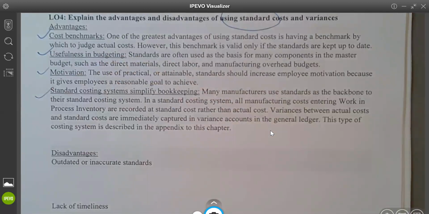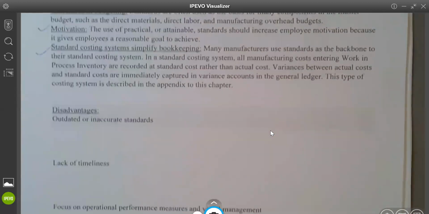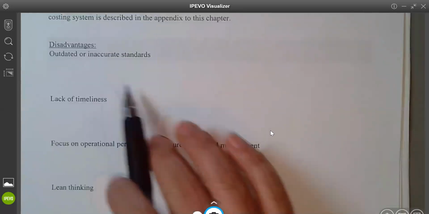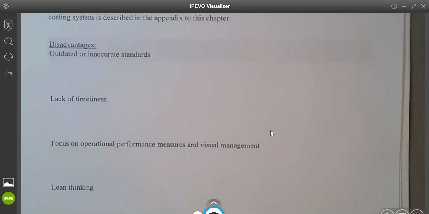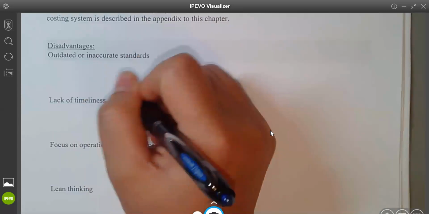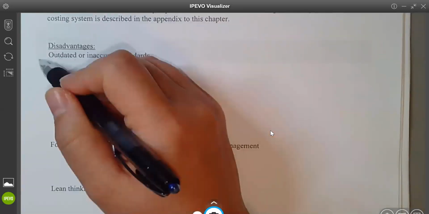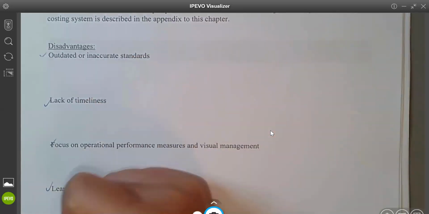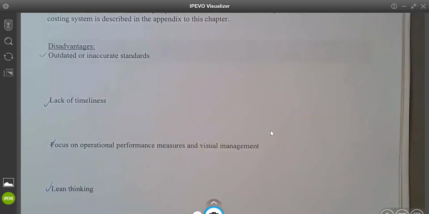But there are also disadvantages. You can notice I leave the space for you, right? So read your textbook. If you need to put some notes, put your notes, just remind yourself. There are 1, 2, 3, 4, 5, 6 disadvantages. I'm not going to read them. I leave it to yourself.